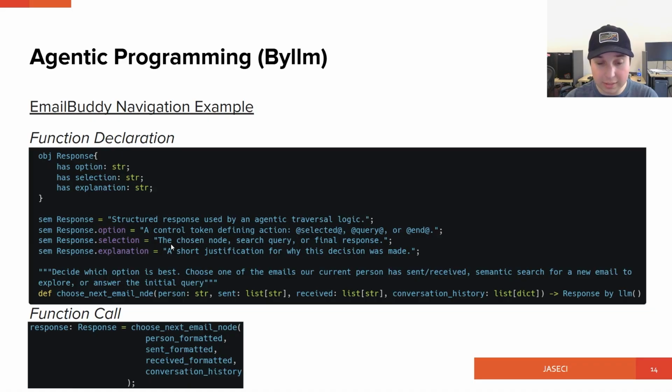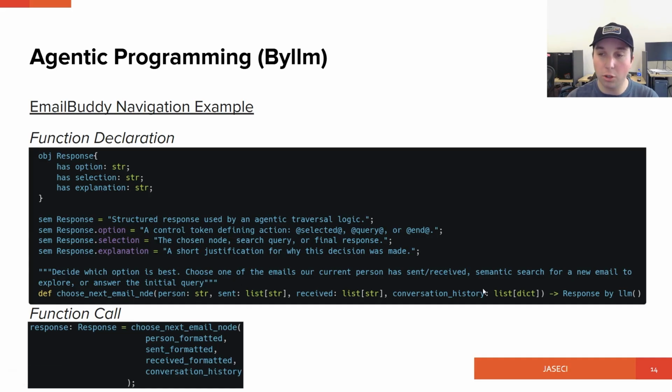We're then going to say here I want to be either the chosen node we just selected, we want new search query, or a final response to send back to the user, and then give a short explanation of why you picked the option you did, right? And then again here, a quick sentence explaining what exactly the intended behavior is.